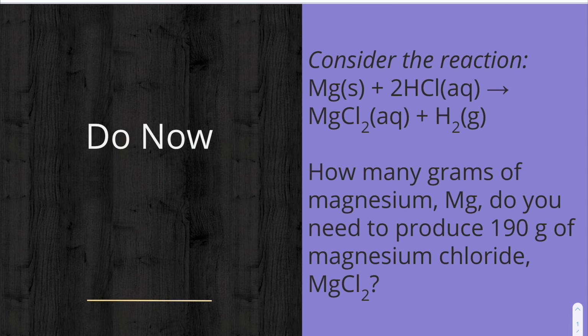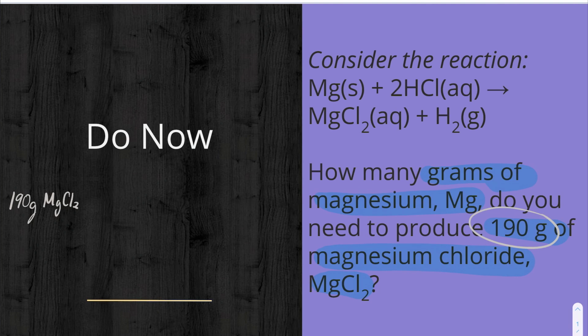Alright, so I noticed that this is a stoichiometry problem because I'm converting grams of one thing, grams of magnesium, into grams of magnesium chloride, or rather the other way around. And I can see that my given, the way that we're used to doing it, is 190 grams. So 190 grams, and grams of what? Grams of MgCl2. And I need to turn that into grams of magnesium.